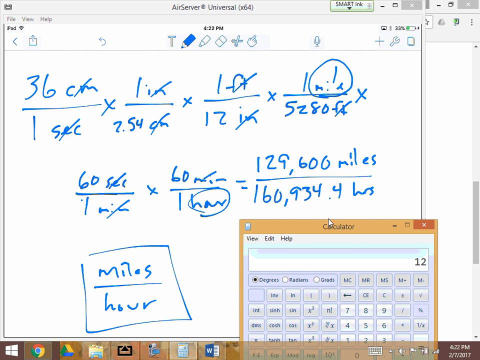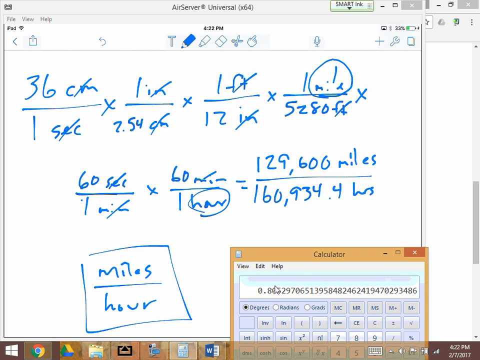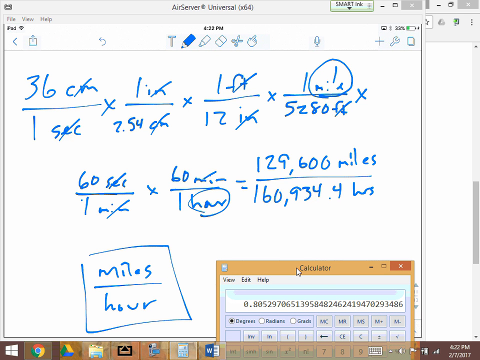So let's try that. 129,600 divided by 160,934.4. And so I'm going to end up with, I'm just going to say 0.8. So I'm going to say 0.8 miles per hour. Obviously not very fast, but remember we started with 36 centimeters per second. 36 centimeters is not very much. So 36 centimeters per second is just less than a mile per hour. It's 0.8 miles per 1 hour.